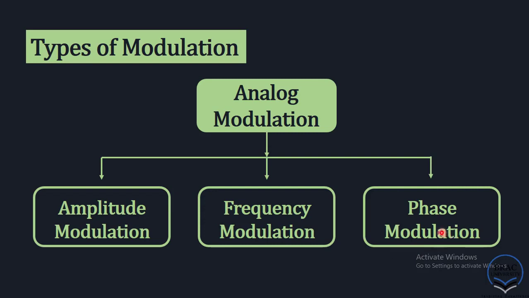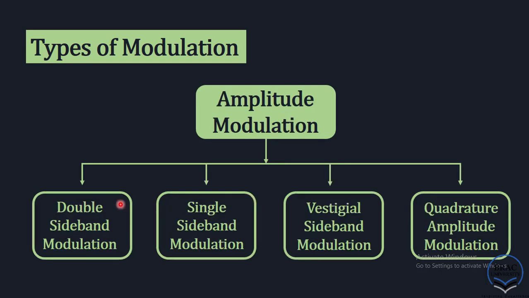The first modulation technique we are going to talk about is amplitude modulation. Amplitude modulation is further divided into some types, such as double sideband modulation, single sideband modulation, vestigial sideband modulation, and quadrature amplitude modulation. These are very mouthful names. We will talk about the individual types of modulation techniques in detail in this course. For amplitude modulation, we will spend quite a lot of time with double sideband modulation and single sideband modulation.